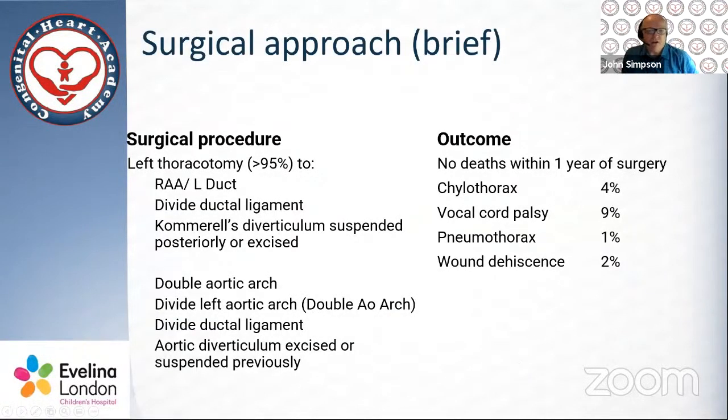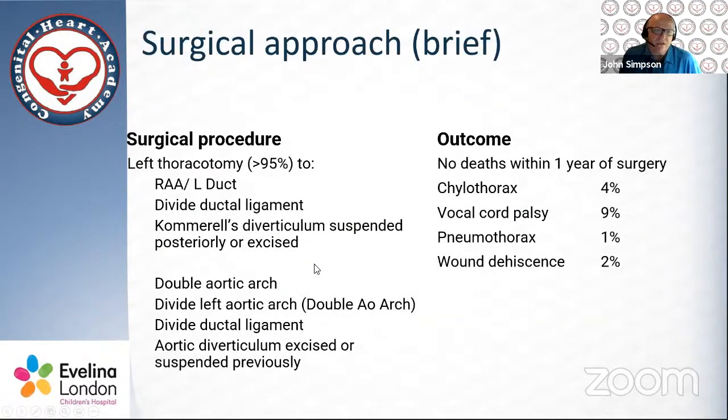I'm going to talk very briefly. This is some data which is submitted but not published, looking at the surgical procedures here. If we're talking about either right aortic arch with left duct or double aortic arch, clearly the vast majority are done by a left thoracotomy, dividing the ductal ligament.